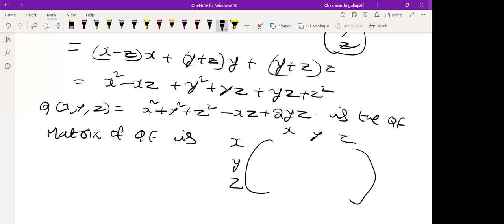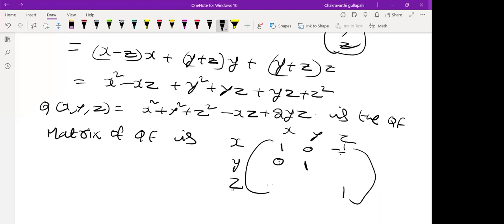Now x into x, the x square coefficient, is 1. Let us complete the diagonal elements. Y into y, y square coefficient is 1. Z into z, z square coefficient is 1. Then x into y, xy, and y into x, yx. Is there any xy coefficient? No. If it is there, we have to divide by 2 because the matrix has to be symmetric. So the xy coefficient is 0, and 0 by 2 is 0. Next, x into z, xz, and z into x, zx. These two should be equal. So what is the xz coefficient? It is minus 1.